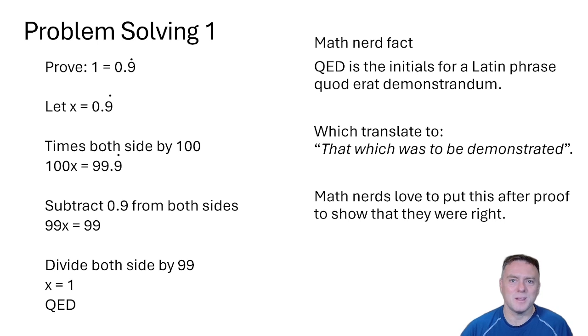So that proves it. Writing QED is a really interesting fact. Basically, math nerds will write this at the end of any demonstration. It's Latin for quod erat demonstrandum, which roughly translates to that which is to be demonstrated. Now, math nerds love putting this after a proof because that shows that we were right. So writing QED is a kind of cool thing that you can add at the end.